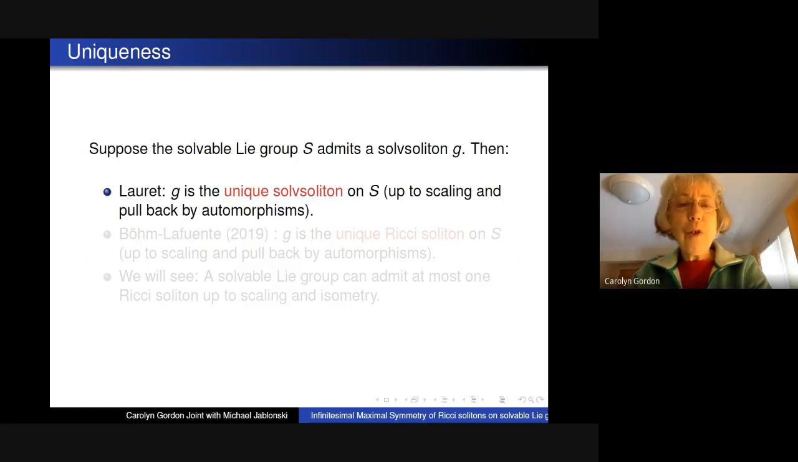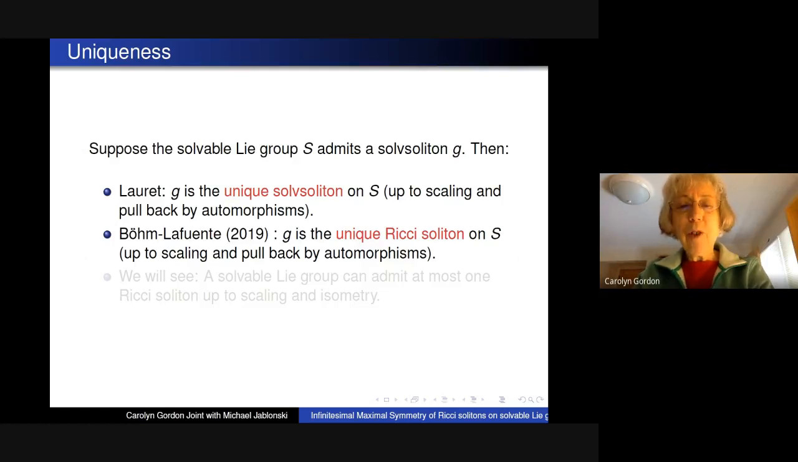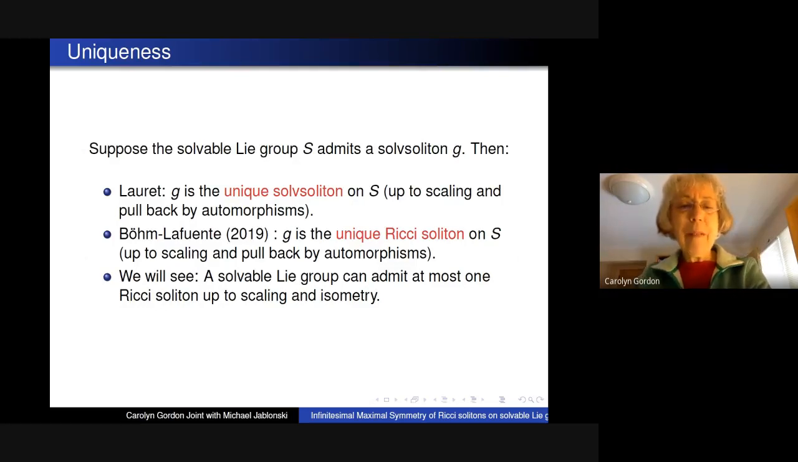There are some uniqueness results for solvsolitons. Suppose a solvable Lie group S admits a solvsoliton, g, so the more restricted class. Then Jorge showed that g is the unique solvsoliton on S, up to scaling and automorphism. Böhm and Lafuente, using their Ricci flow results, show that it's actually unique not only among solvsolitons on S, but also among all Ricci solitons on S. And we'll see, I don't think this was known before, although it's a fairly immediate consequence of things we'll see, that in fact, leaving the class of solvsolitons and looking at all solitons, a solvable Lie group can admit at most one left invariant Ricci soliton up to scaling and isometry.